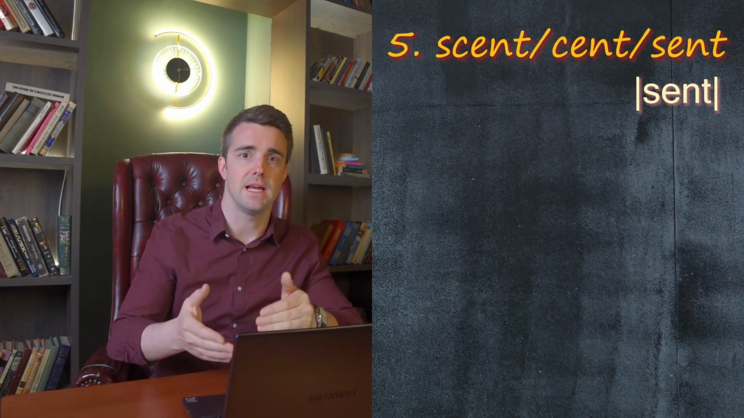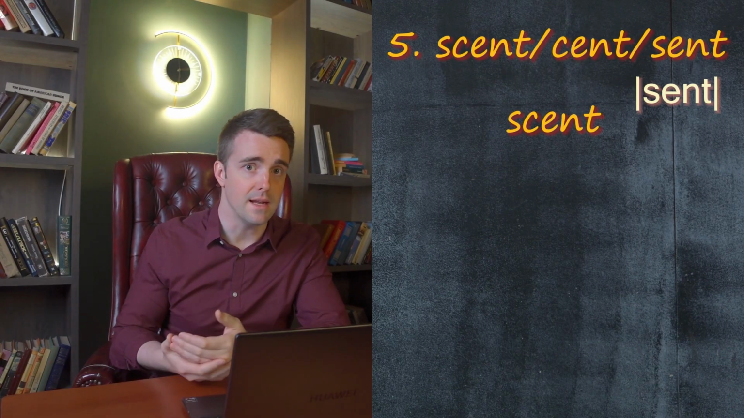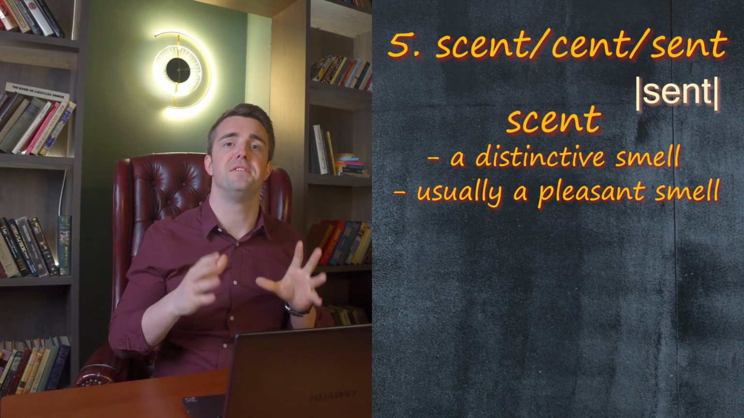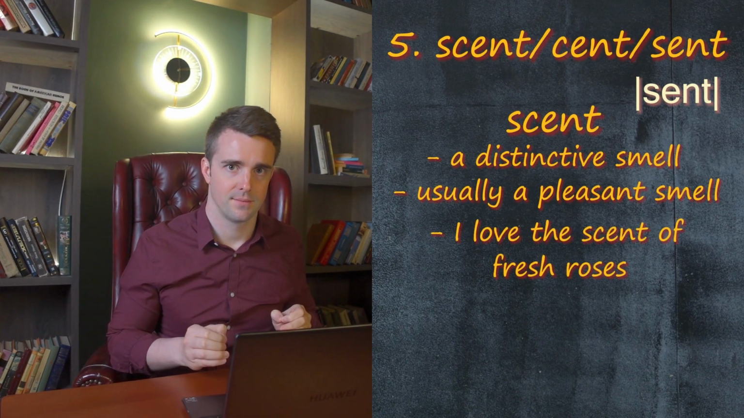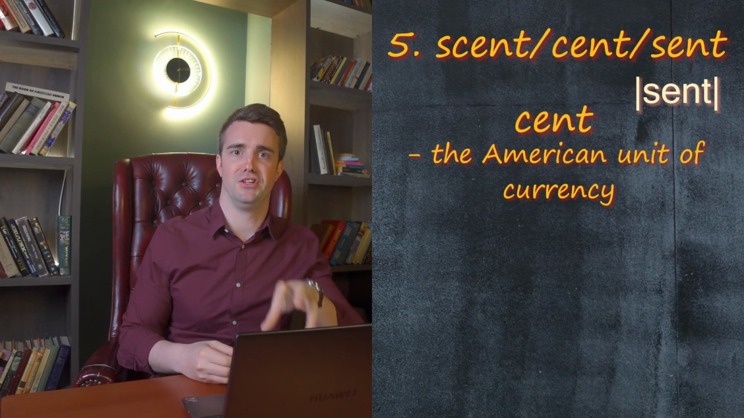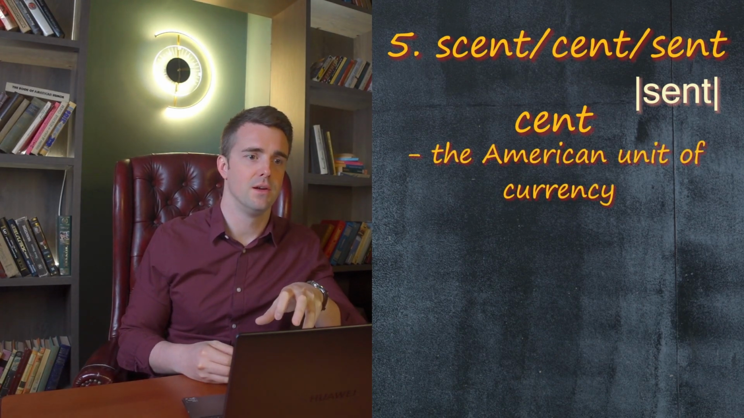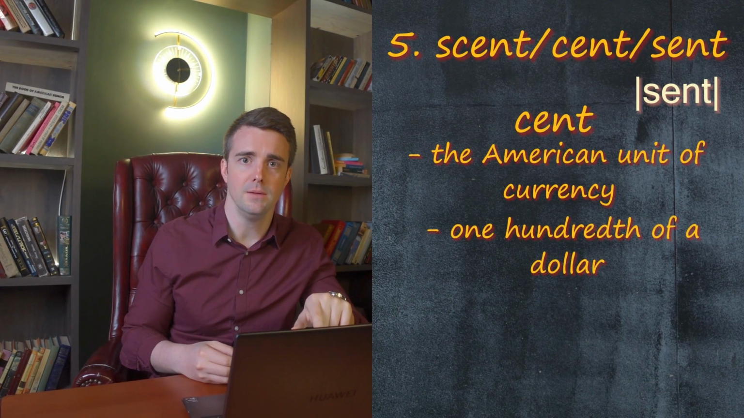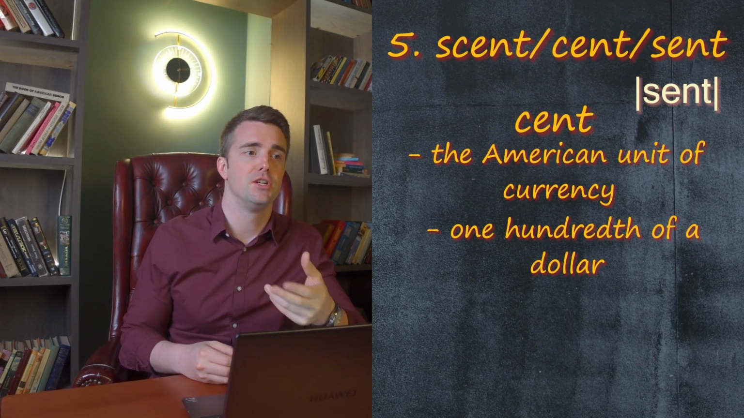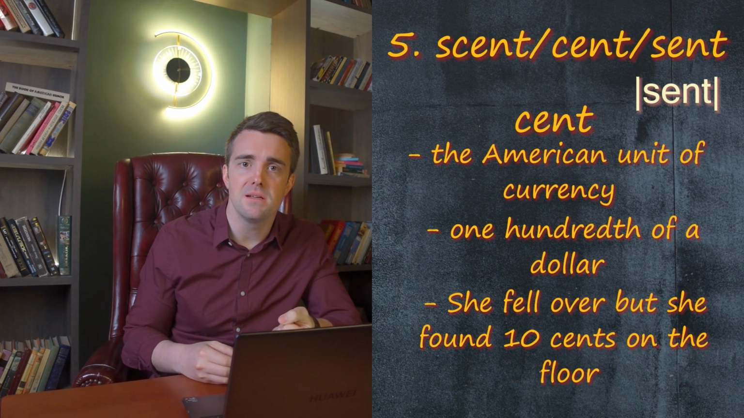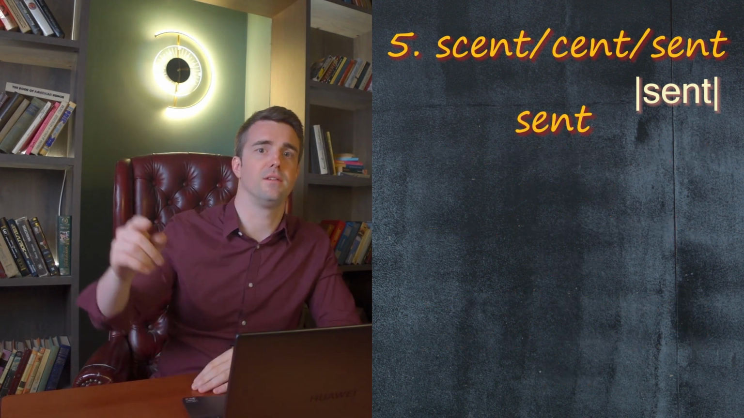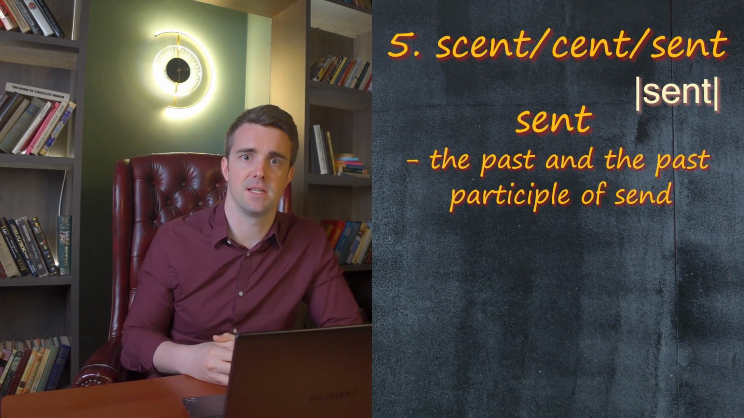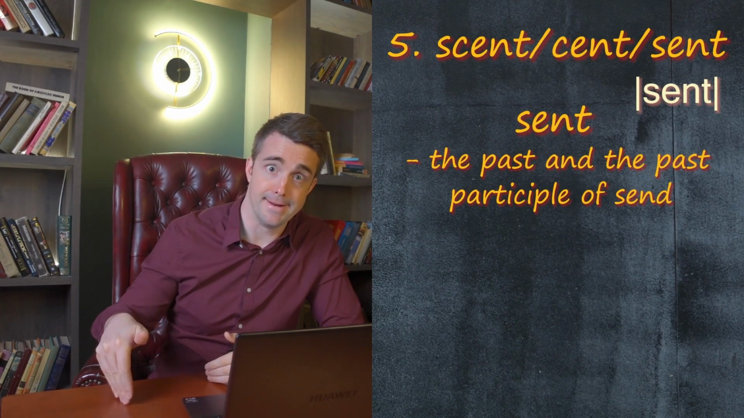Let's move on to scent, cent, and sent. Well, scent is a distinctive smell, usually a pleasant smell. So, for example, I love the scent of fresh roses. And cent is the American unit of currency, which is 1 penny in British. It's 1/100th of a dollar, 1 cent. And so, for example, she fell over, but she found 10 cents on the floor. And sent with a snaky S, that is the past and the past participle of send, send, sent.